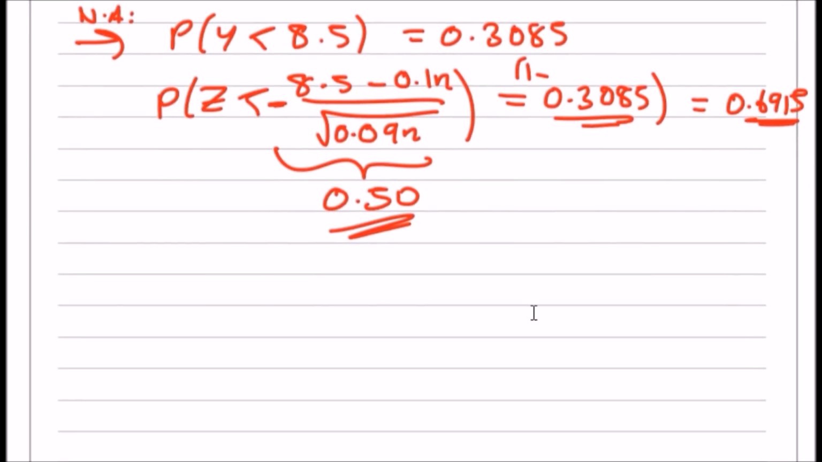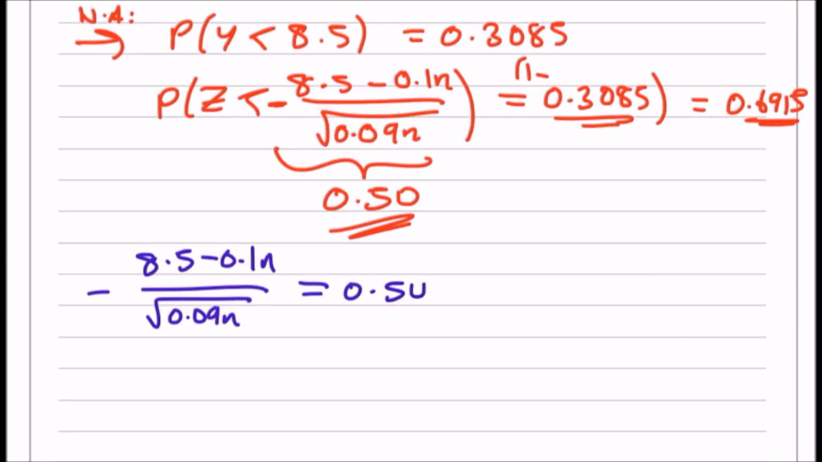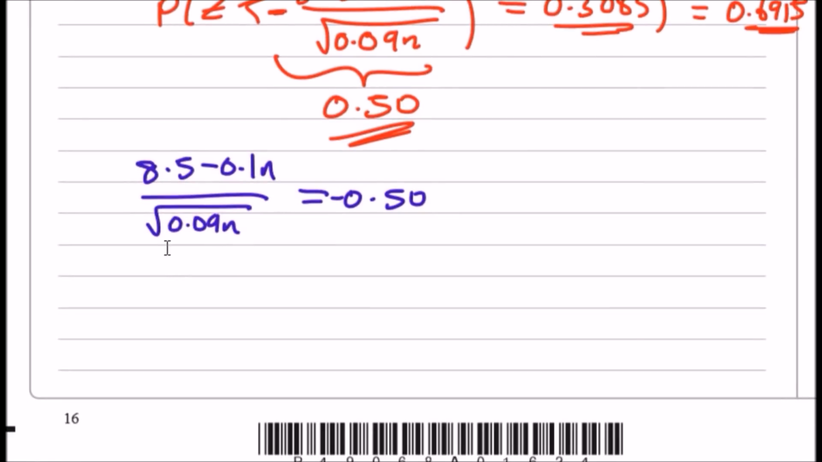Alright, so I just need a little breather here. So now we need to equate all of this to 0.50, so let's do it. Let me see, blue pen. So minus (8.5 minus 0.1n) over the square root of 0.09n must be equal to 0.50. Just to make life easy, put the minus sign on the other side, to make the maths easy. Multiply this fraction across, so the bottom term, so we have 8.5 minus 0.1n equals minus 0.50, and then root 0.09n.